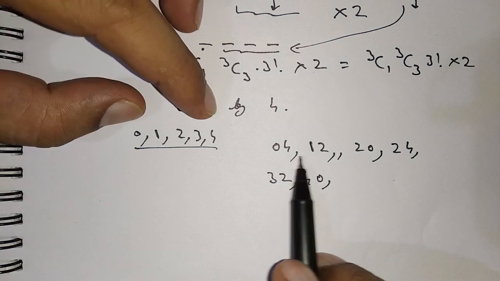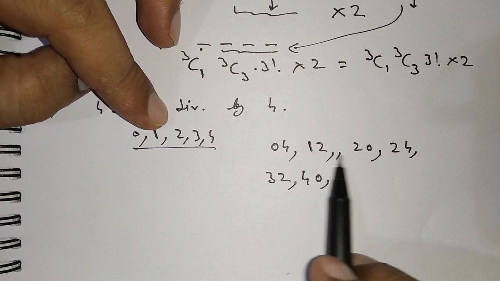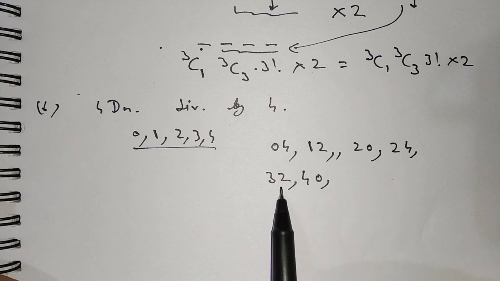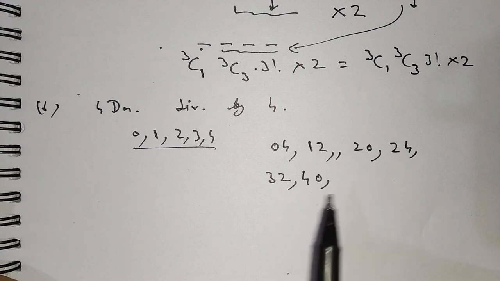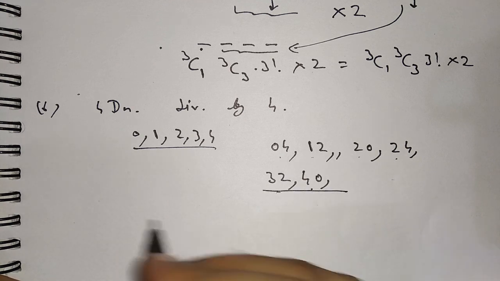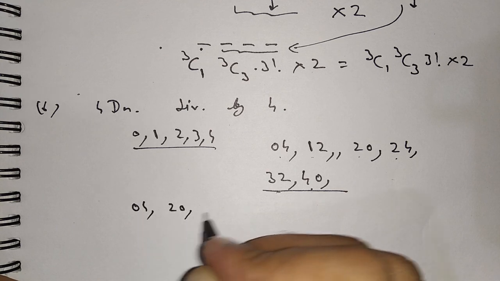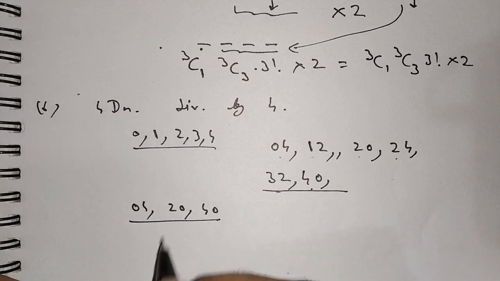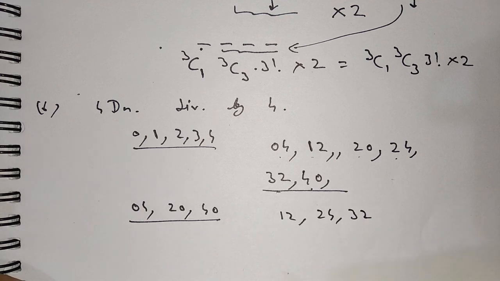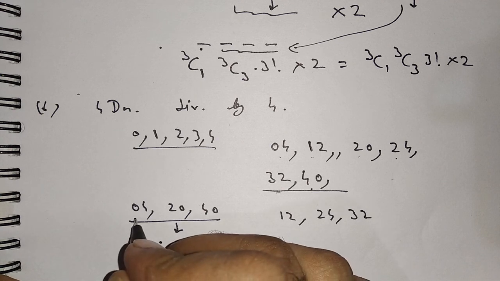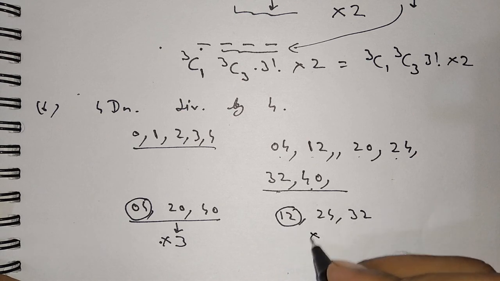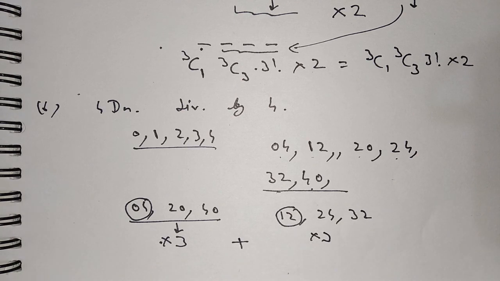So we have 6 cases, and out of these 6 cases, 0 4, 2 0, 4 0 are of one type in which 0 is included, and 1 2, 2 4, 3 2 are of another type. So for the answer we will take any one and multiply by 3, then take any one of the other and multiply by 3, and take the summation of these two.